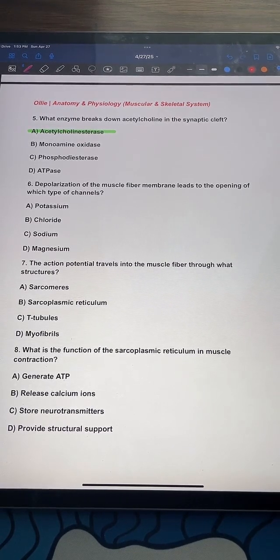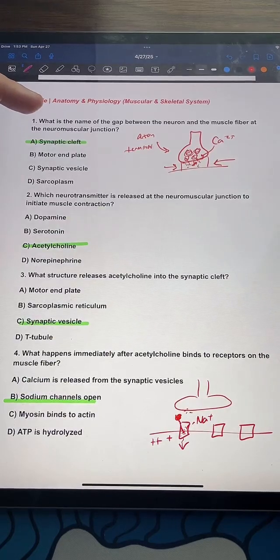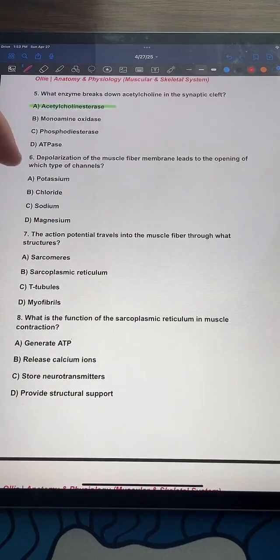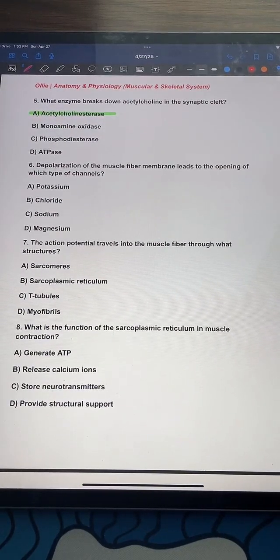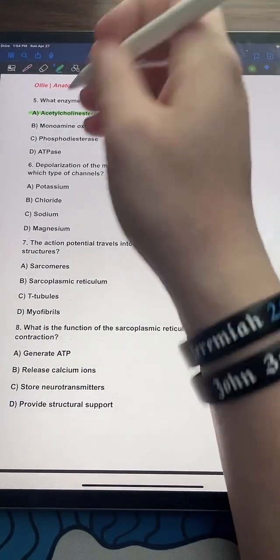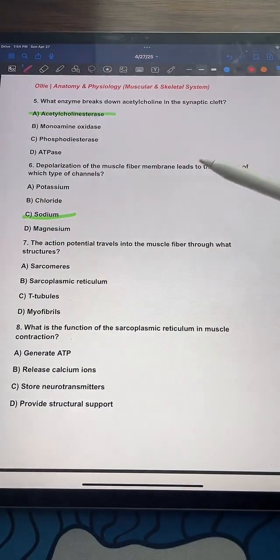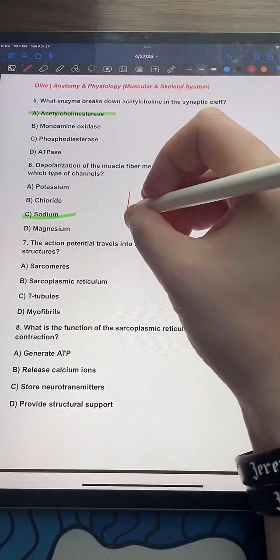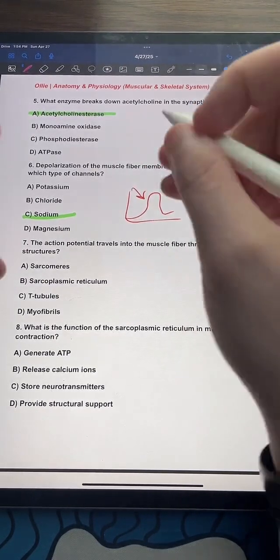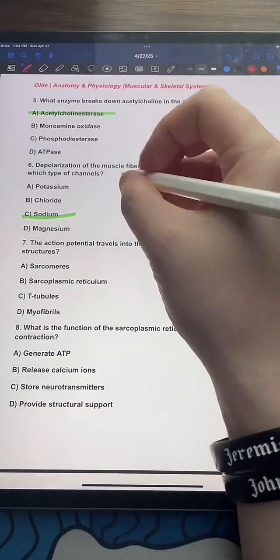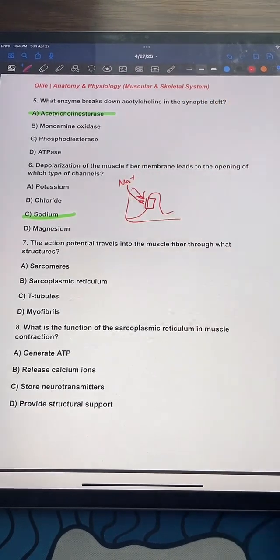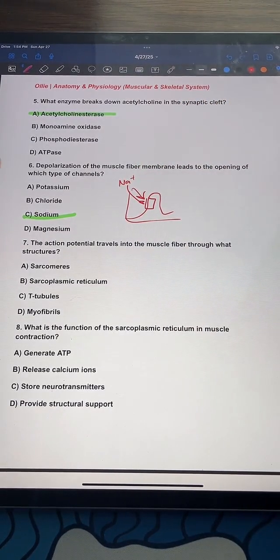The motor end plate is what it would attach to. The gap between the neuron and the muscle fiber is the synaptic cleft. Number 6, the answer is C, sodium. Depolarization of the muscle fiber membrane leads to an opening of sodium channels. In our little action potential here, this depolarization phase is where sodium is open and it rushes in, which helps generate the action potential further.